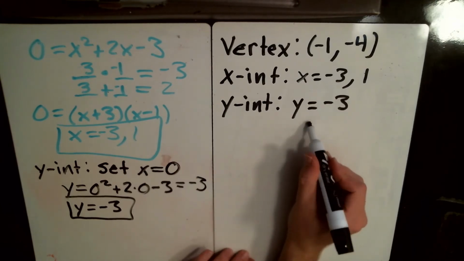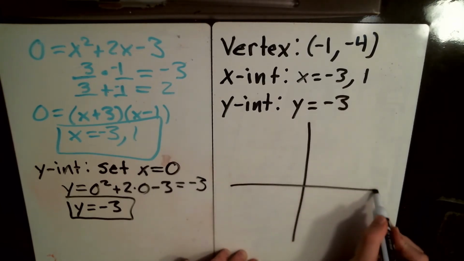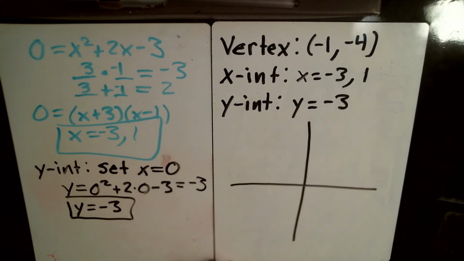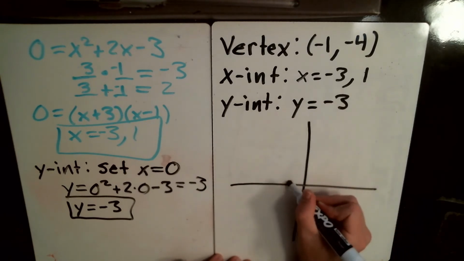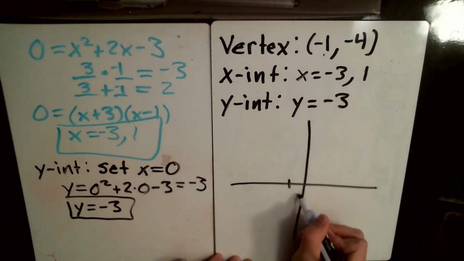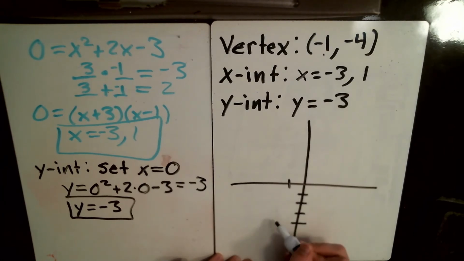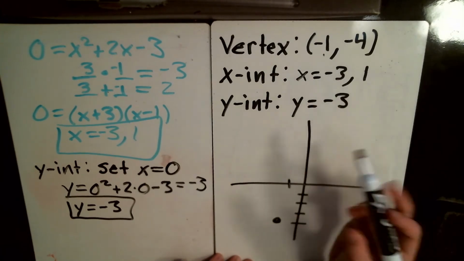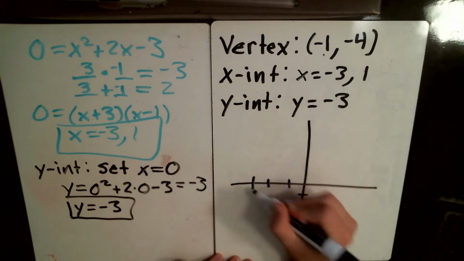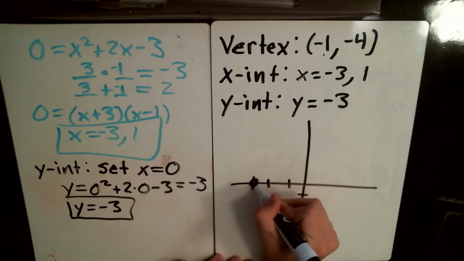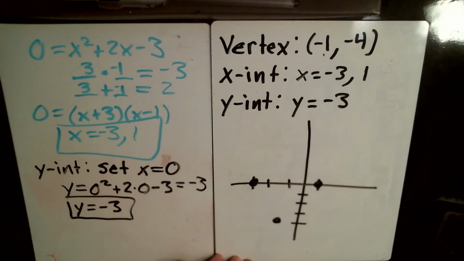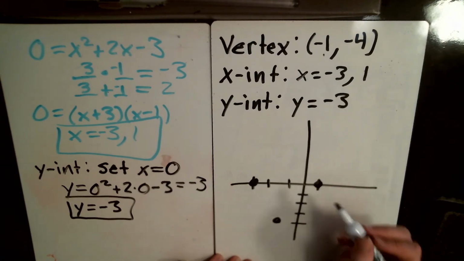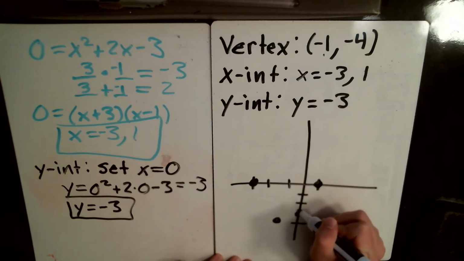So how would I actually sketch a graph of this? Well, let's draw a little graph for us here. Let's start with the vertex. I know the vertex is over 1 to the left and then down 4: 1, 2, 3, 4. So we're right there. Then our x-intercepts are at -3, so right here, and at +1. And then our y-intercept is down here at -3, right there.